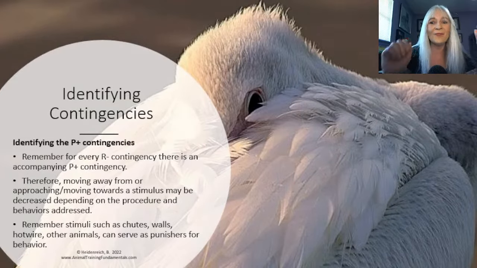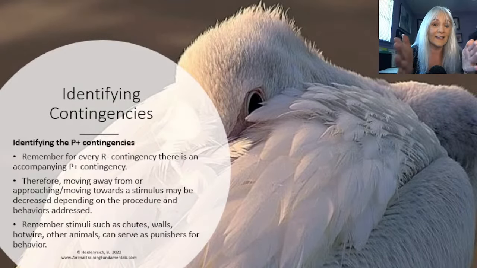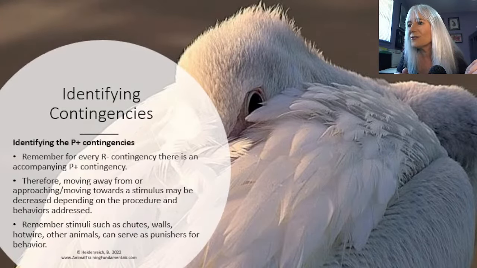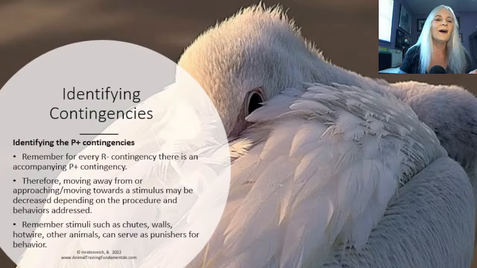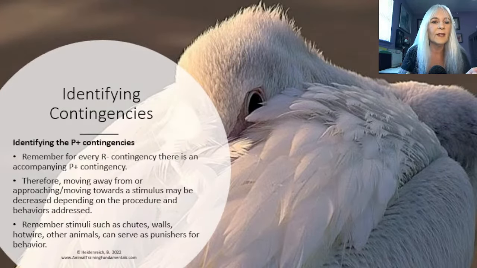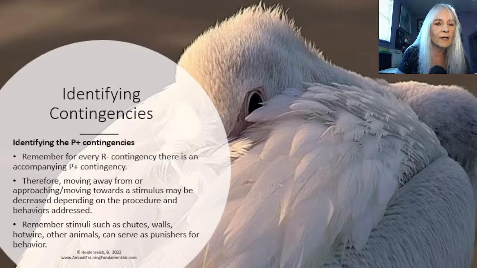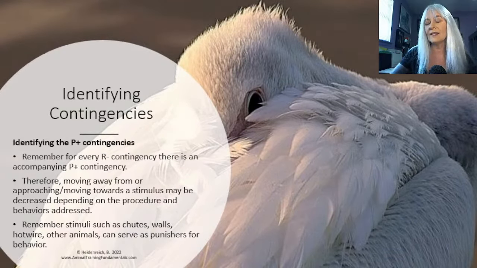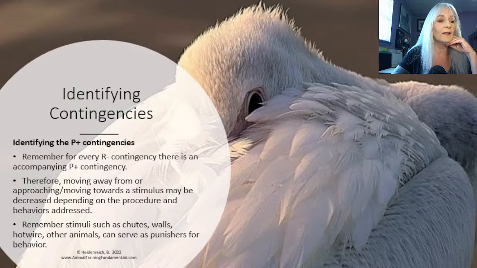So anyway, back to this one here. When we look at the pelican again, I think the big thing there was the positive reinforcer is given, my bad. Okay, gotcha. With the shoot on the pelican, that's where we've got both the negative and the positive punishment. And also the negative reinforcement of the guy moving in and out eventually gets us to the point where we can touch. Therefore moving away from or approaching, moving towards the stimulus may be decreased depending on the procedure and behaviors addressed. And that's where I said, remember, stimuli such as chutes, walls, hot wire, other animals can serve as punishers for behavior. Again, thinking about our herd dynamics with the donkeys as well.